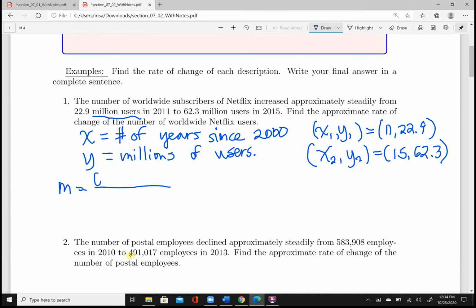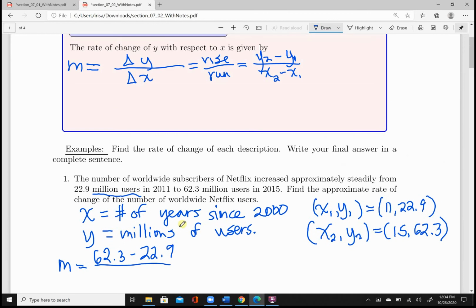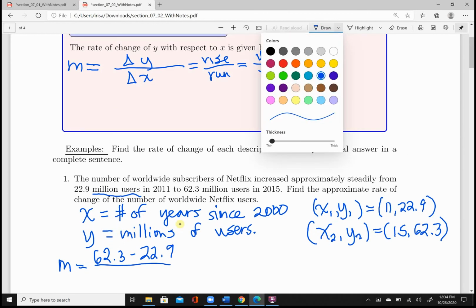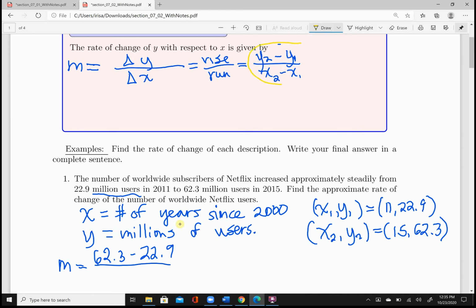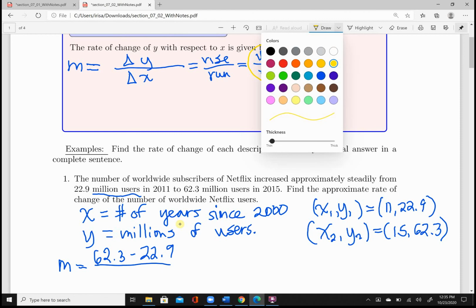So you'll go 62.3 minus, because that's your y2, minus y1, which is 22.9. Again, just to be clear, I haven't rewritten the formula, but I'm using this formula right here. I'm going to actually circle it in yellow just for funsies. That's what I'm using. Okay. Just to be clear.